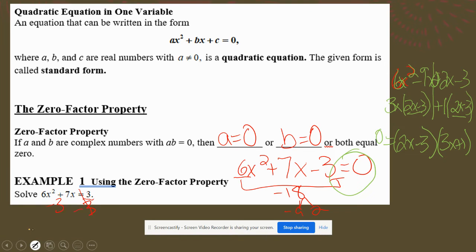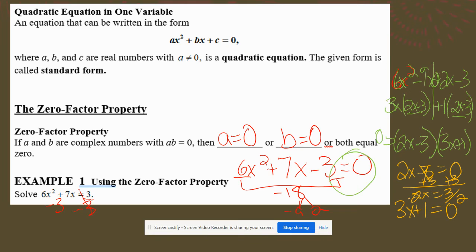Now that we have factored form equal to 0, we can say 2x minus 3 is equal to 0, and 3x plus 1 is equal to 0. Solving for x, I would add 3, and then divide by 2. So x is equal to positive 3/2. Subtract 1, and then divide by 3. So x is equal to negative 1/3. So our solutions to that are 3/2 and negative 1/3.